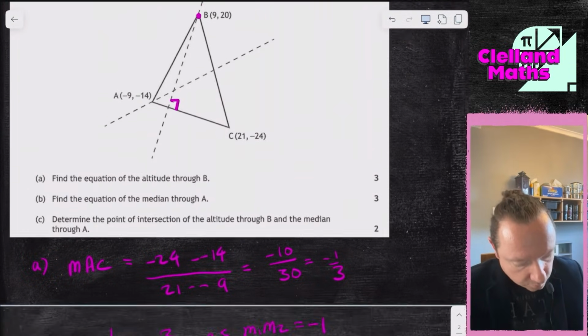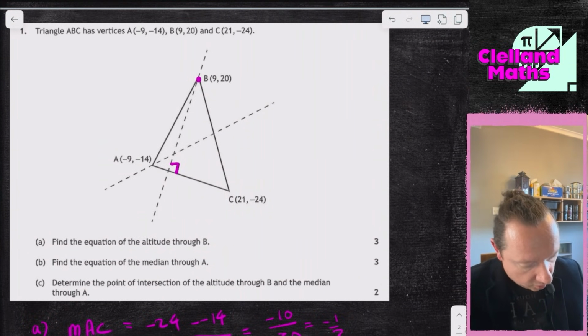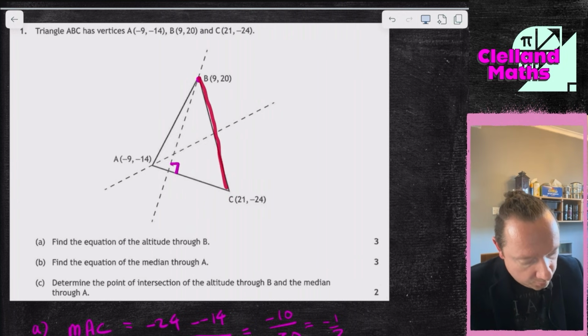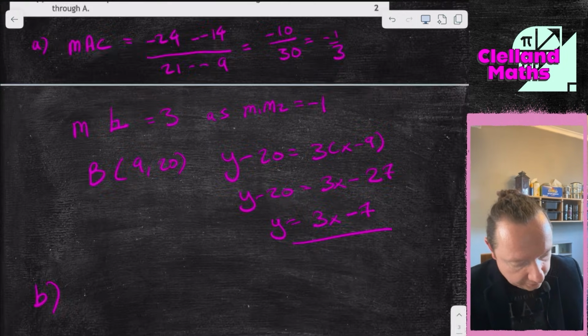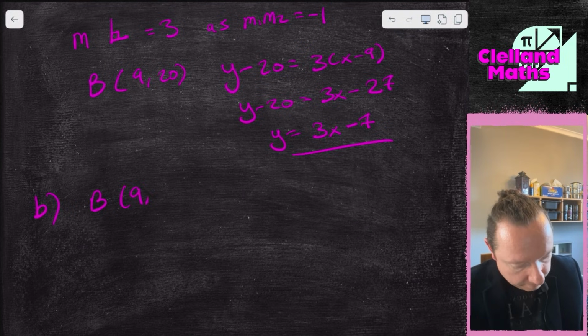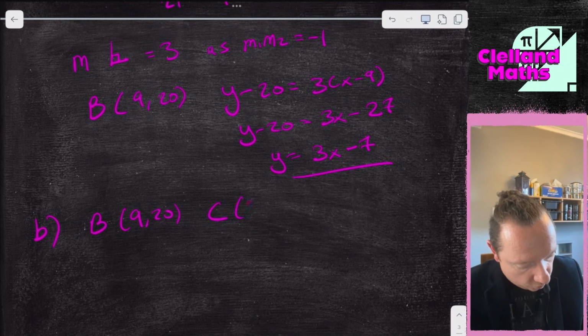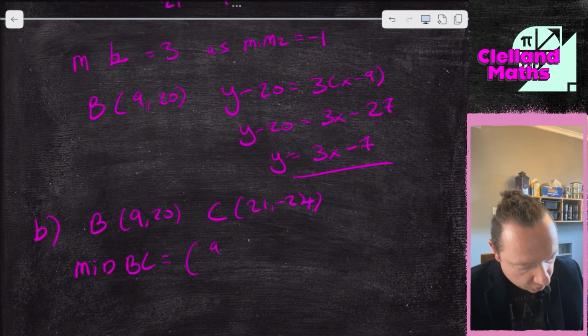Part B, the equation of the median for A. So a median cuts the opposite side at, well, 50-50. So I need the midpoint of BC. B is (9, 20), and C, I think, was (21, minus 24). So the midpoint of BC is 9 plus 21 divided by 2, and 20 minus 24 divided by 2.